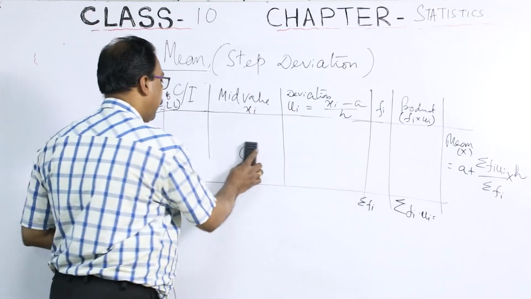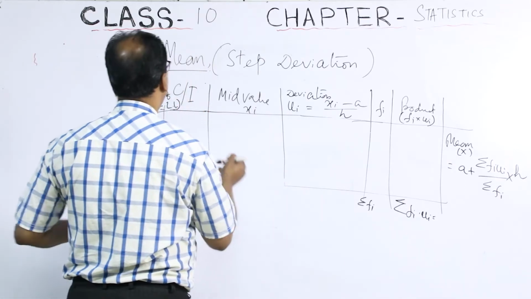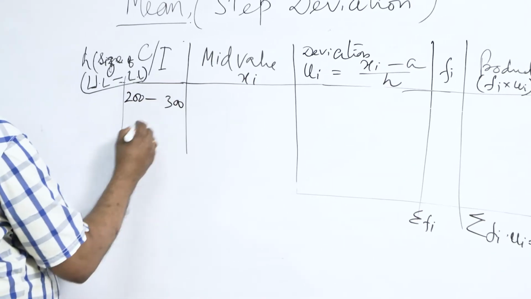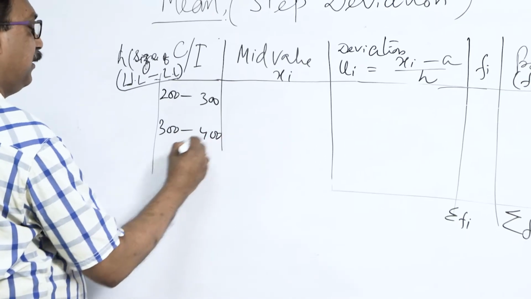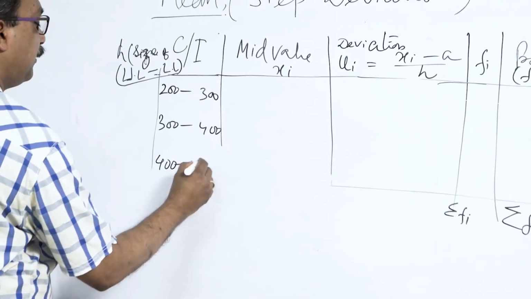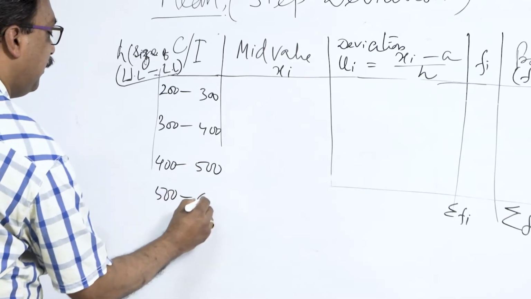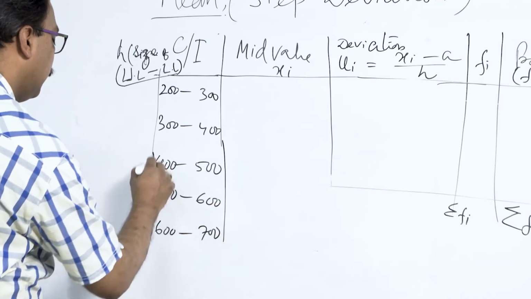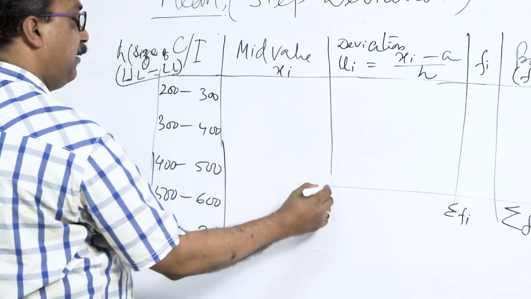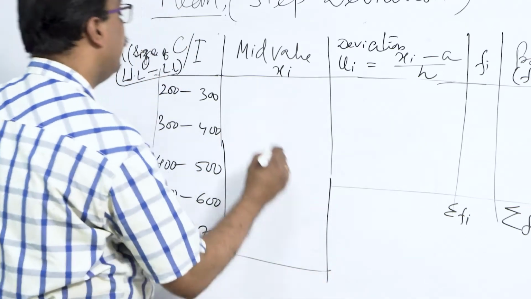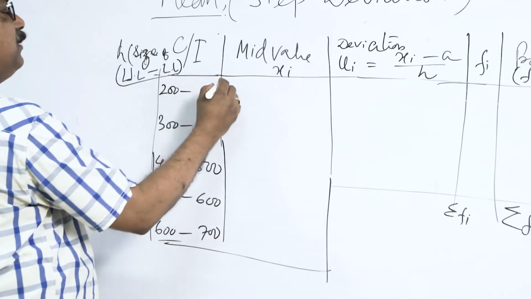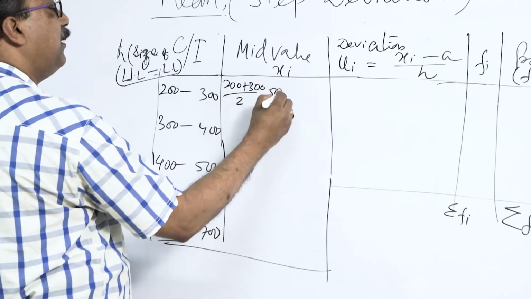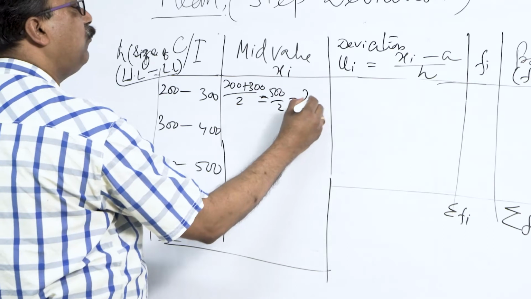So for example, I make slightly bigger numbers: 200 to 300, 300 to 400, 400 to 500, 500 to 600, and 600 to 700. Try to understand. Here there will be frequencies, and you have to find the mid value. What is the mid value here? I told you: lower limit plus upper limit by 2. So 200 plus 300 by 2, which is 500 by 2. If you cancel it, you will get 250.